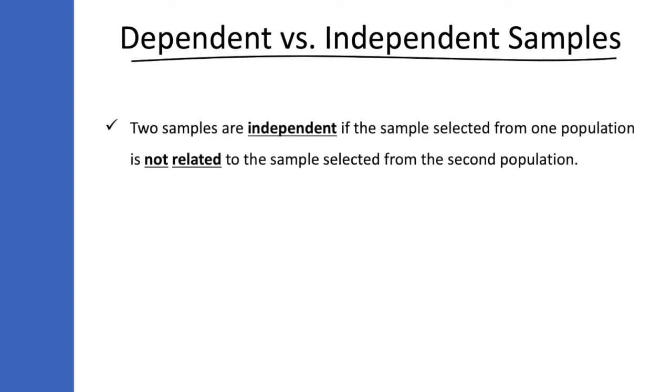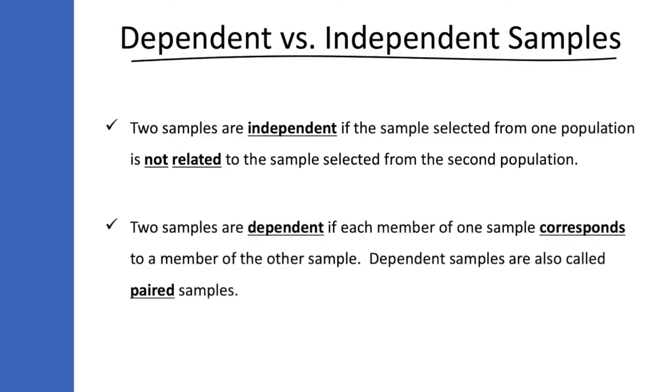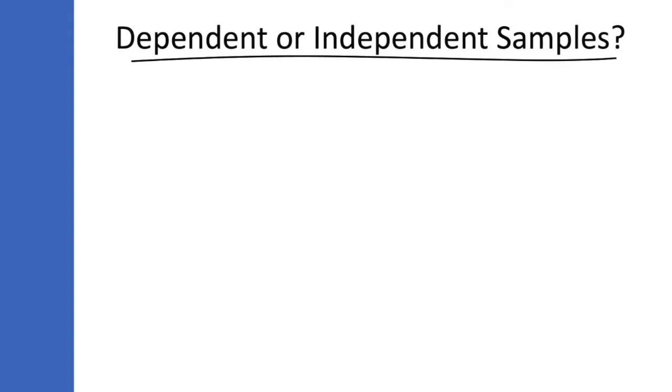Two samples are independent if the sample selected from one population is not related to the sample selected from the second population. Two samples are dependent if each member of one sample corresponds to a member of the other sample. Dependent samples are also called paired samples. Let's practice and see if we can figure out which one is which.